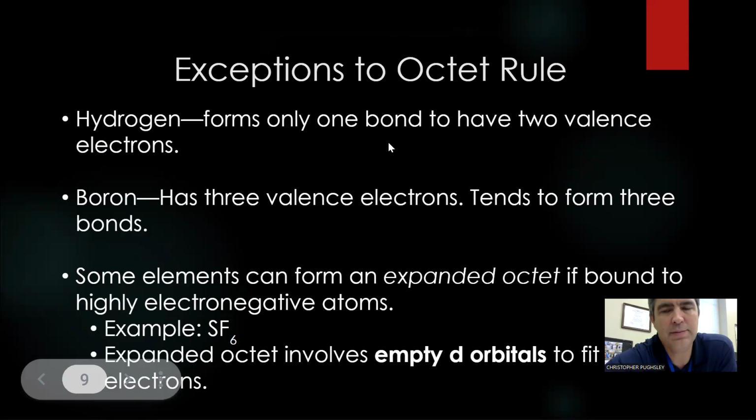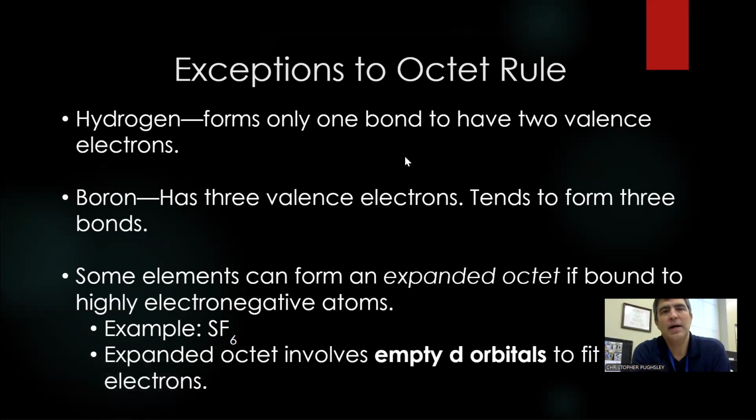There are some elements that are going to be exceptions to the octet rule. Hydrogen is one. It forms only one bond and has 2 valence electrons at the first level. Remember, hydrogen doesn't need to get 8. It just needs one more to have helium's electron configuration. So it's going to share with something that'll make it have the duet rule. Boron has 3 valence electrons. It tends to form 3 bonds, and it doesn't actually get the 8 valence electrons.